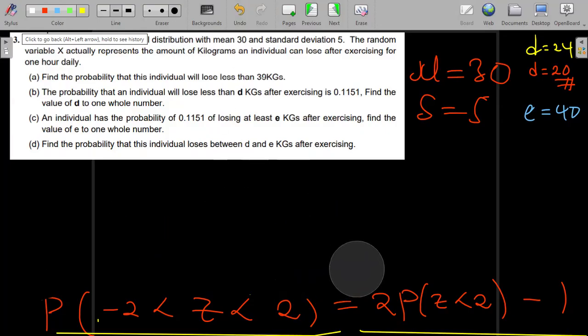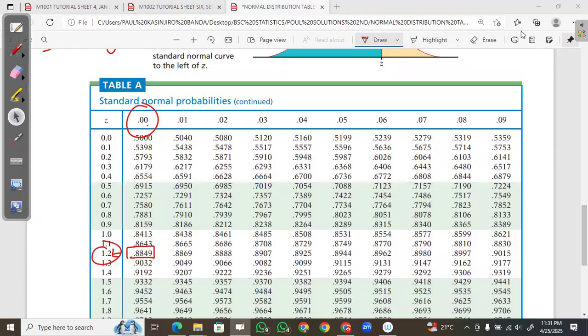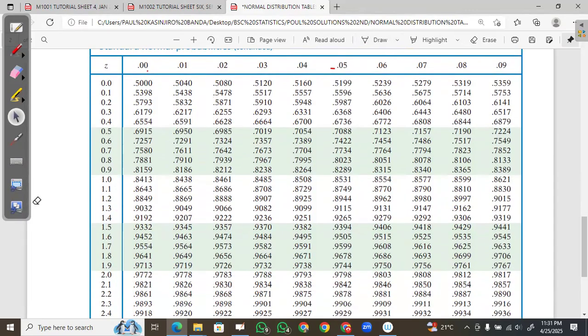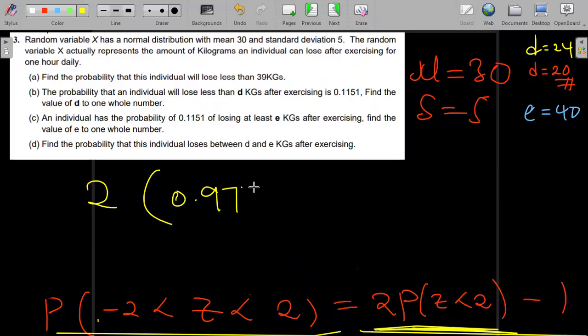All right, so let's find the final answer then. What is the probability that Z is less than 2? I just go to 2 on the column here. So if Z is less than 2, this means it's 2.0, so I come down there, I go like this, and I find this answer: 0.9772. And then I have this minus 1.